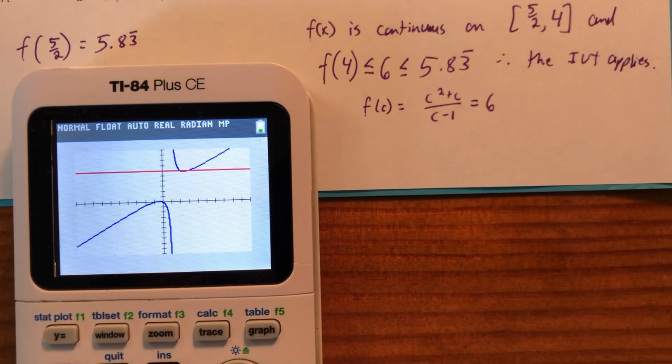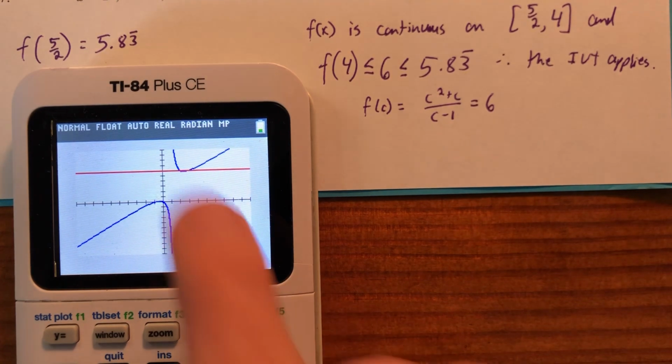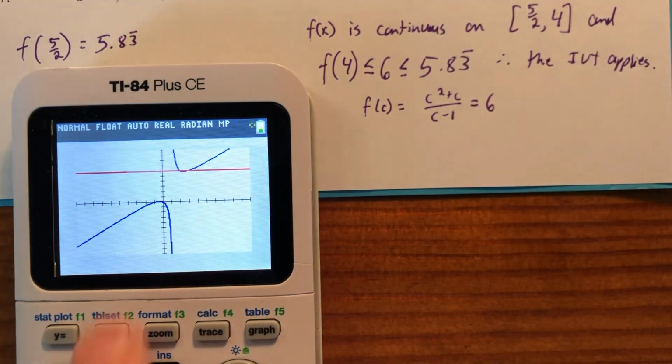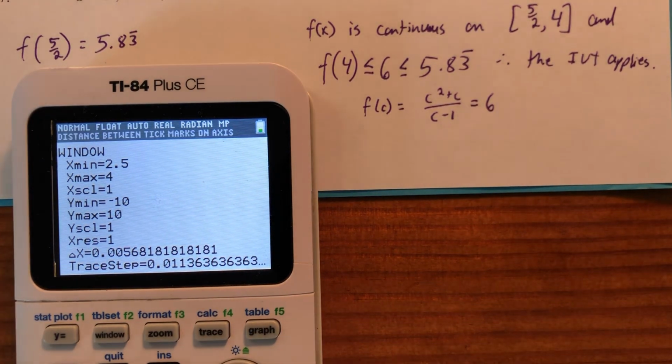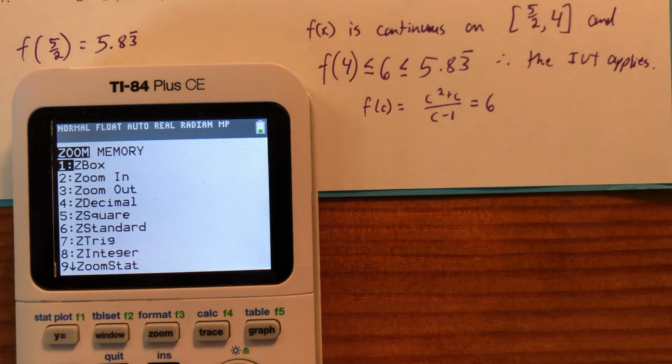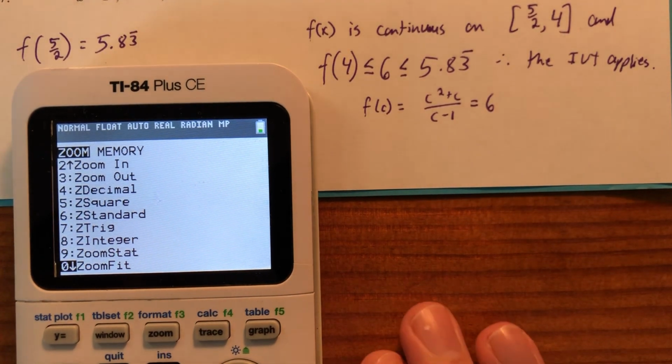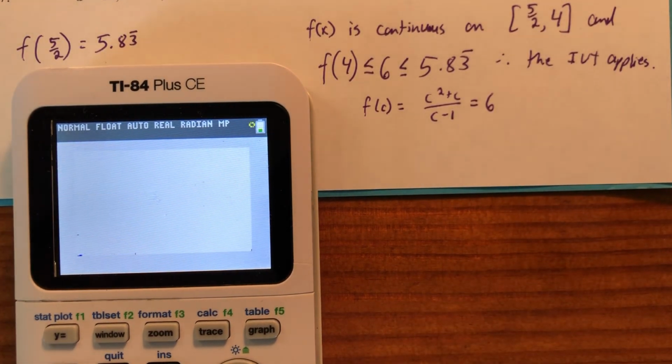If it's not obvious, let's adjust this a little bit. We need to go from 2.5 to 4. Let's do that. So x is 2.5 to 4. And what y value should we pick? I don't know, but let the calculator pick it. Automatically adjust it. So zoom 0, zoom fit. It's a handy little thing to do.